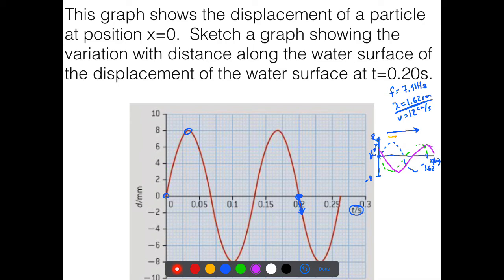Okay, and so now you can see that the green graph has moved a little bit to the right. But what happened to this point? You see how it's moved up? That's not what we want.